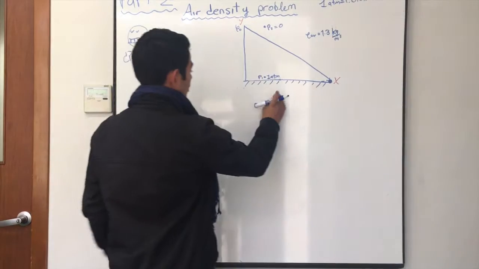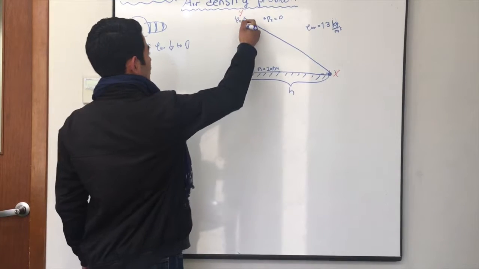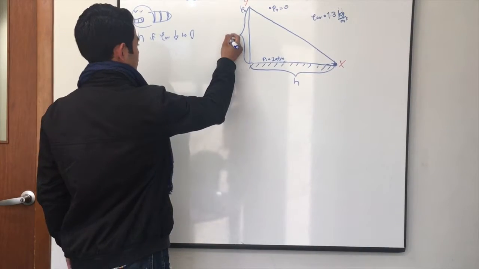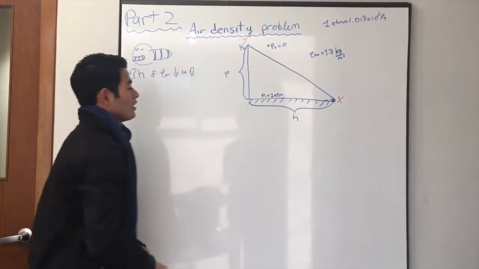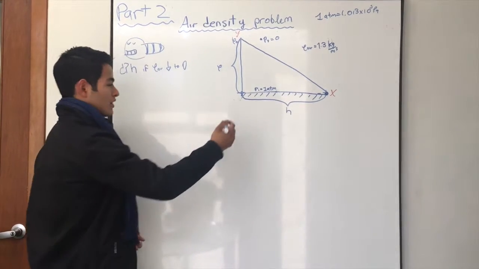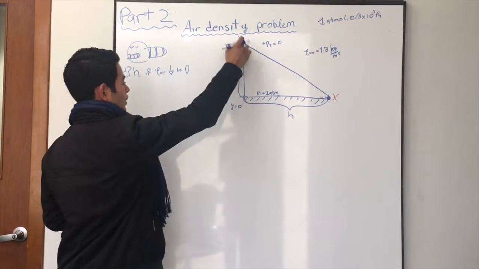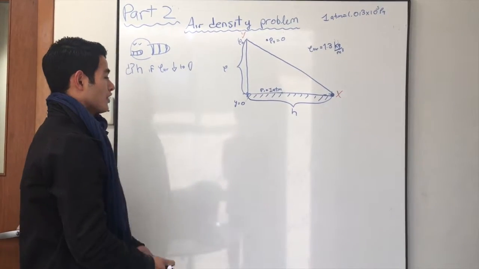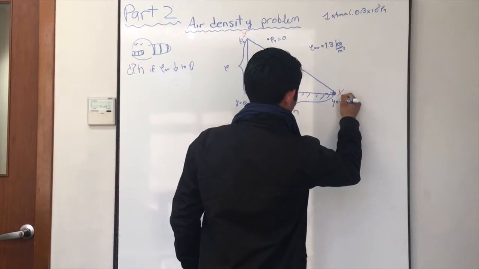And all this is our height and all this is our density. The density is decreasing and the height is increasing. As this is our origin, we can say that at this point y equals 0. Y not because of the y-axis, but because of the height, because y is a function of the height. And at this point y equals h.